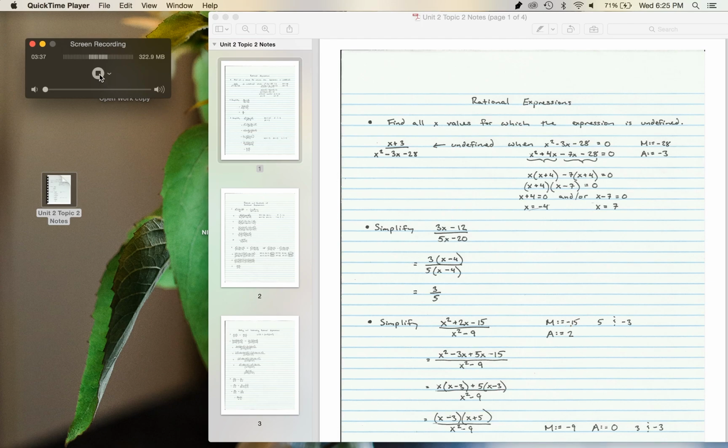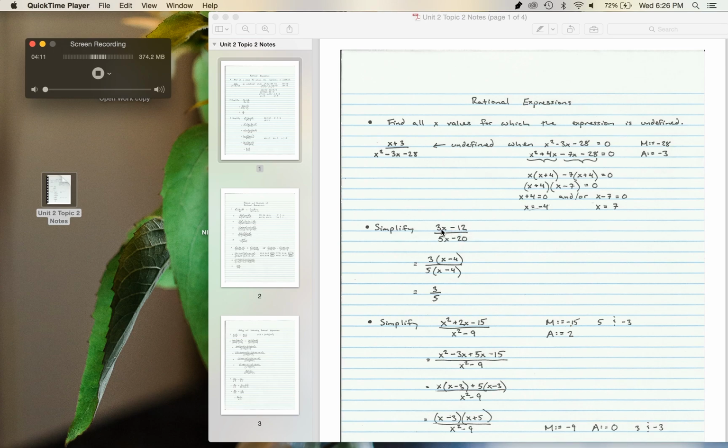So anytime you are asked to find values for which a rational expression is undefined, you will take the bottom of that fraction and set it equal to 0, and then solve for those values. You might also be asked to simplify a rational expression. This is our second example. We can simplify 3x minus 12 over 5x minus 20. In order to simplify, we're going to factor the top and factor the bottom and see if anything cancels out.